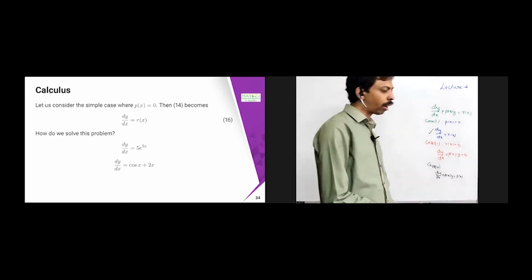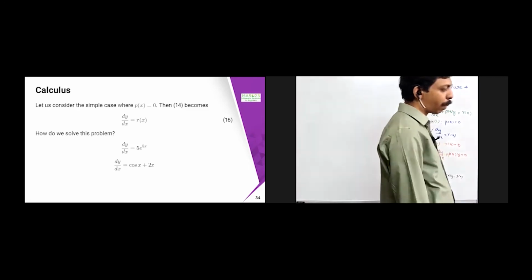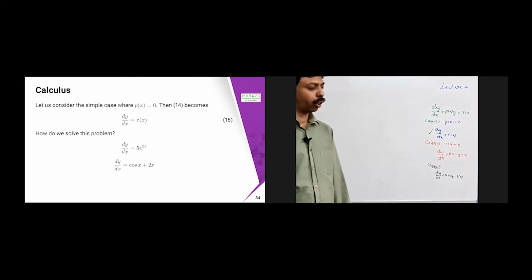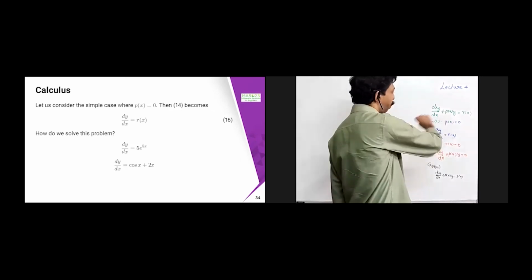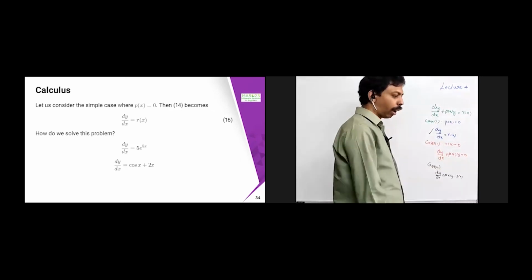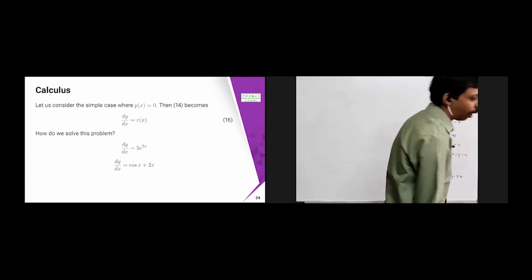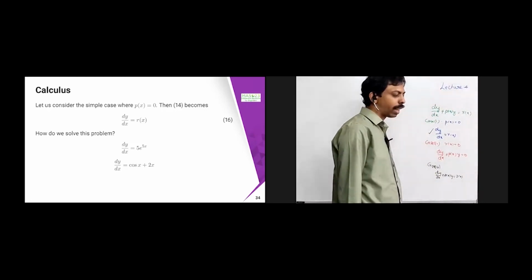Already we have solved similar things, like dy by dx equal to 5 e power 5x or dy by dx equal to cos x plus 2x. There is no y involved in that, so there is no p of x; p of x is completely 0. Therefore, you can solve this problem using the fundamental theorem of calculus that we are going to see.